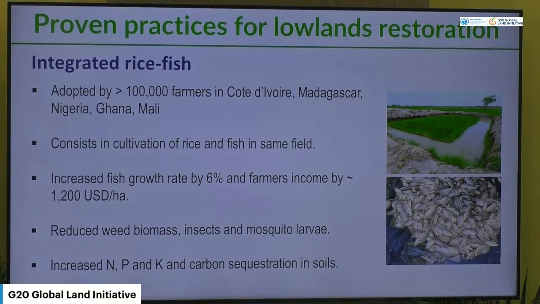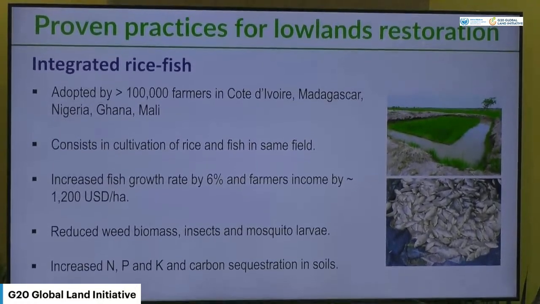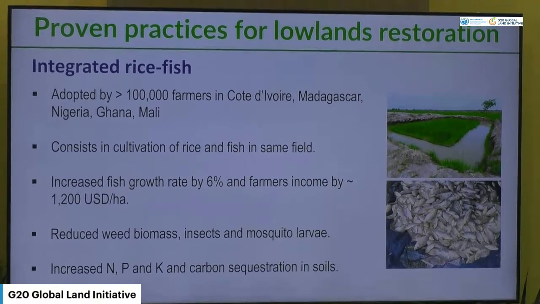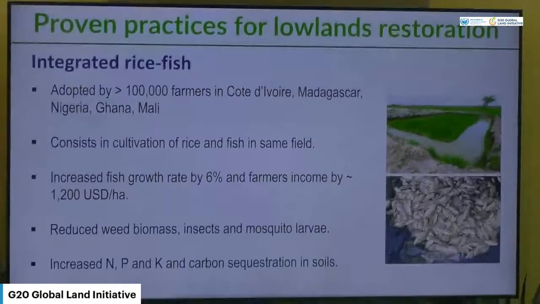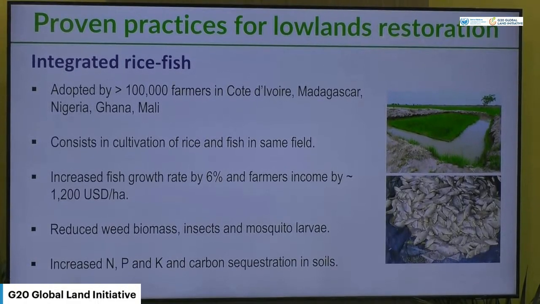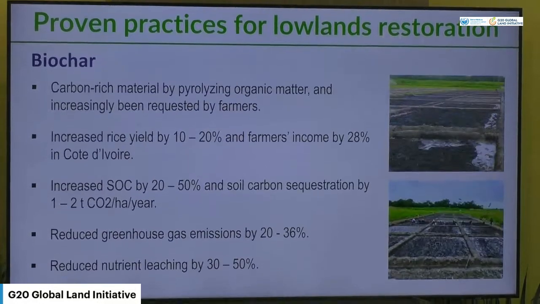It helped to reduce weed biomass, therefore the use of chemical fertilizer for weed control. It helped to reduce insect and also mosquito larvae density. It also contributes to increase nitrogen, phosphorus, and potassium, and carbon sequestration in soil. These are very important ecosystem services that it provides.